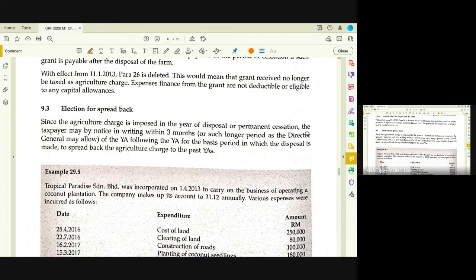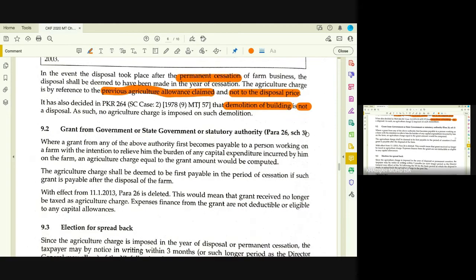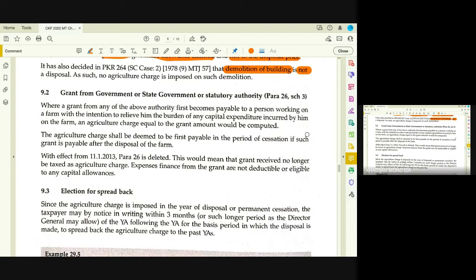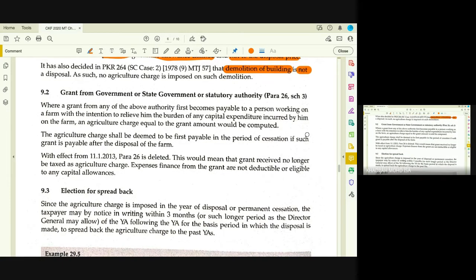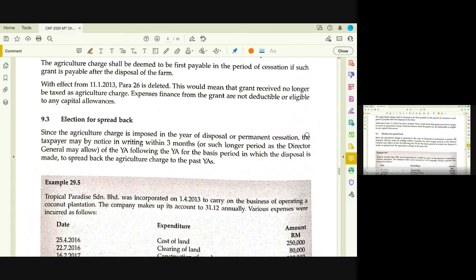All right, so when you have a balancing charge, normally what we do is compute how much the allowance claim is, and then you claim that in the year of disposal. But for agriculture, you have this election for spread back. Normally, whatever your balancing charge is in the year of disposal, that is the additional tax that you have to pay.